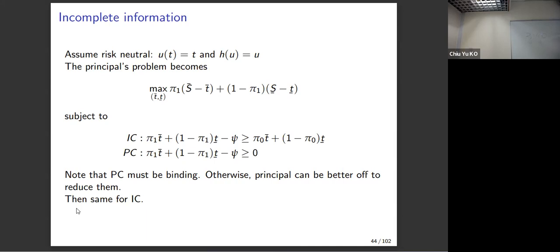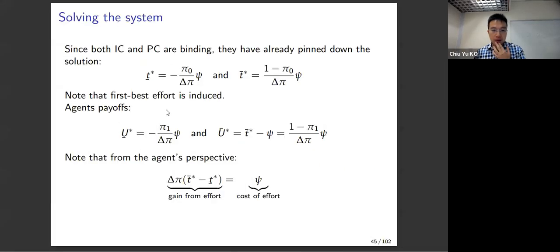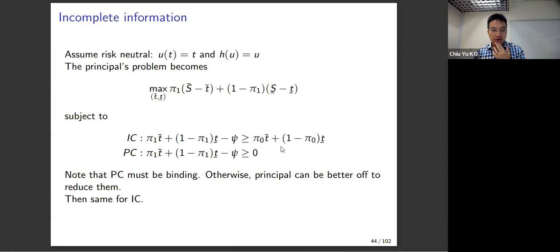The second is the same. If this is binding, this is also binding as well. So that means it's very simple. If this is binding, the constraint is the solution. Because this is equal to 0, this is equal to 0, two equations, two unknowns, you are done.